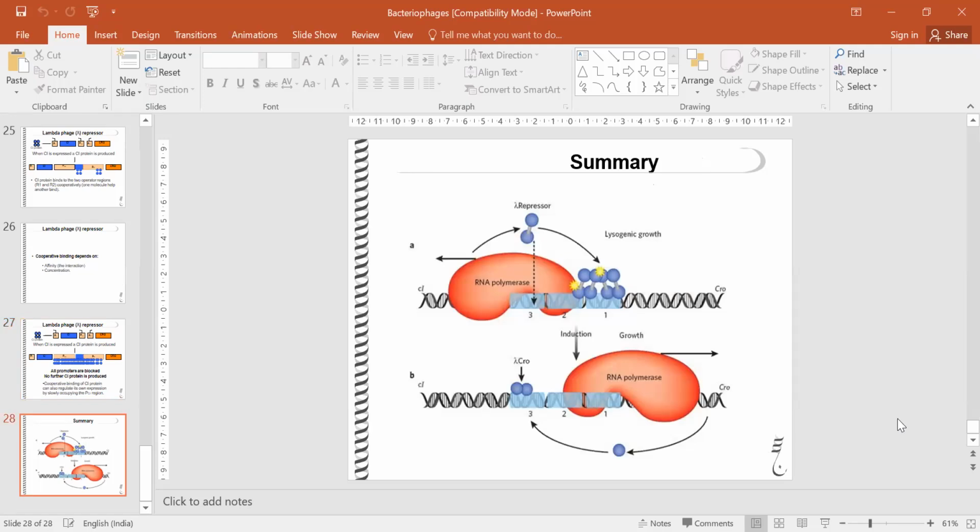Here you can see as a summary, the lambda repressor can bind on the operator region, and after induction, the pro-protein is activated and can move. So it acts as a kind of molecular switch, determining whether the lytic cycle or the lysogenic cycle is going to happen, and they are going to make the cycle complete.